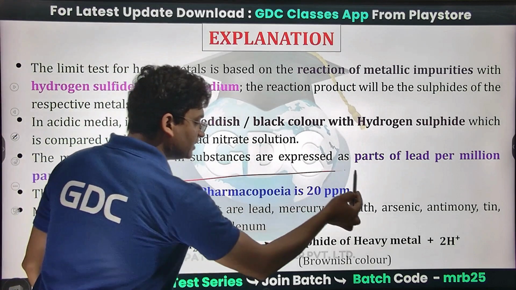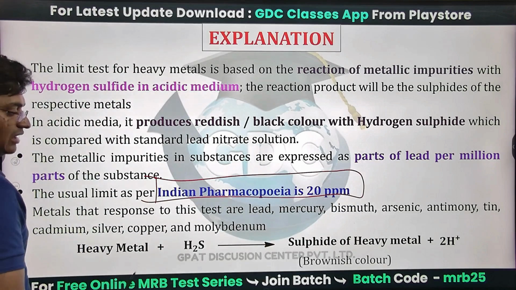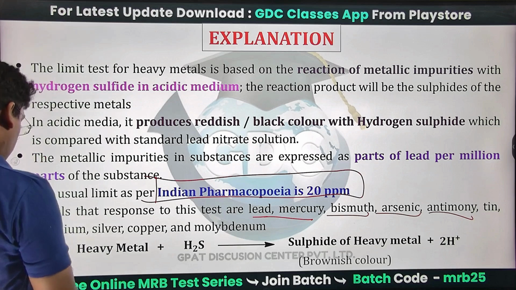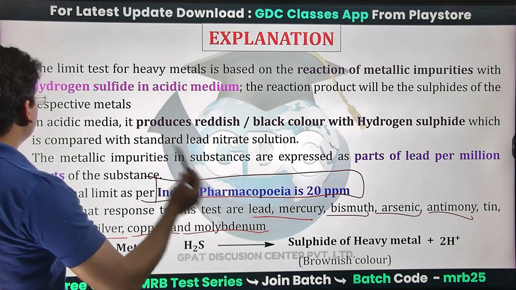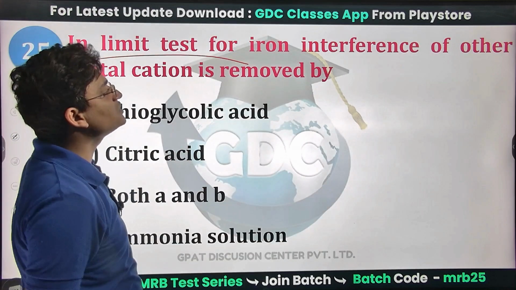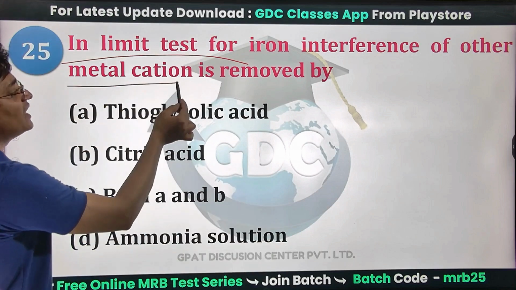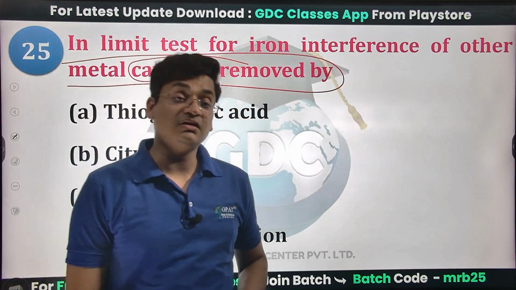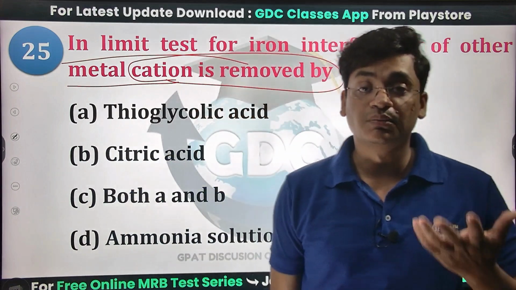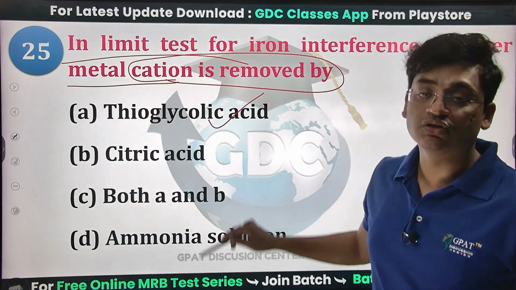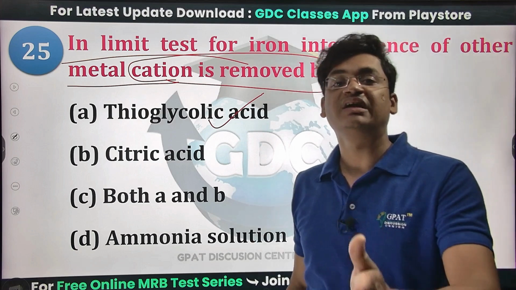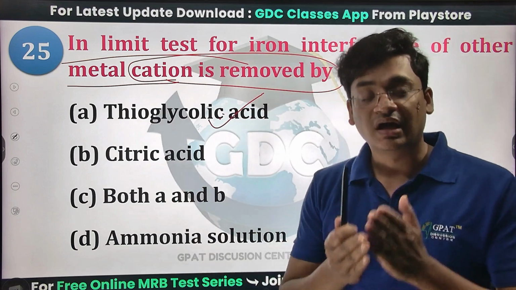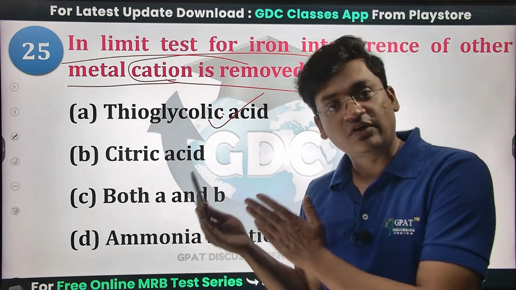Okay, for the heavy metal it is 20 ppm. Heavy metals are like mercury, lead, bismuth, arsenic, antimony, tin, cadmium, silver, copper, and molybdenum. In limit test for iron, interference of other metal cations is removed by? In case of iron limit test, the interference of metal cations is generally removed by using thioglycolic acid. This thioglycolic acid converts Fe3+ ions into Fe2+ ions. So this is responsible for the reaction, or you can say colored complex formation.